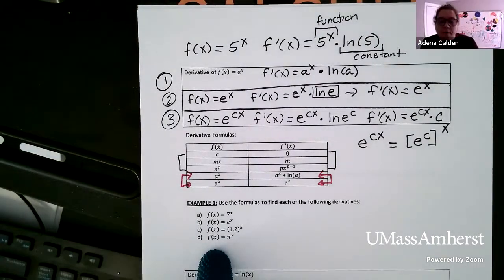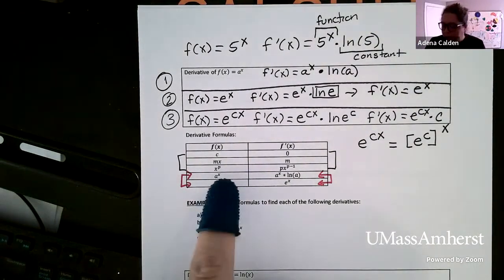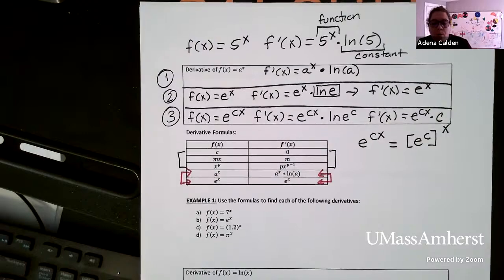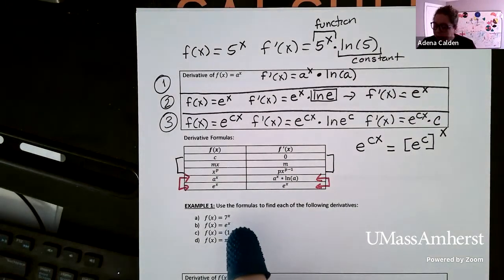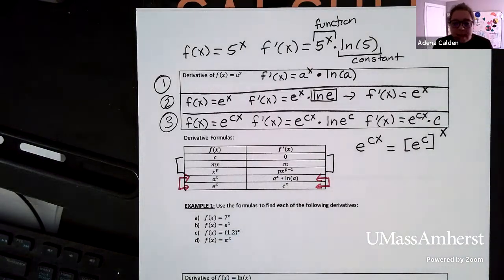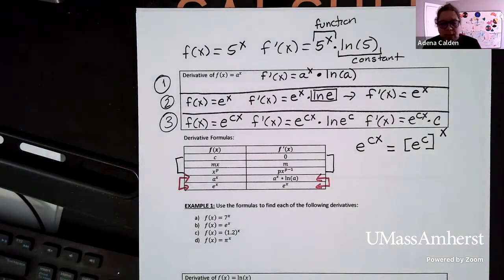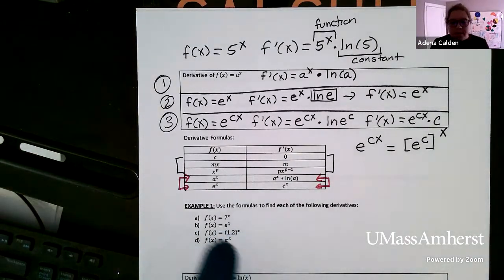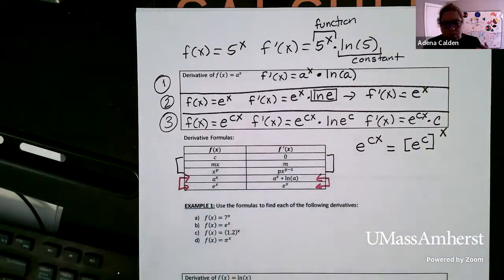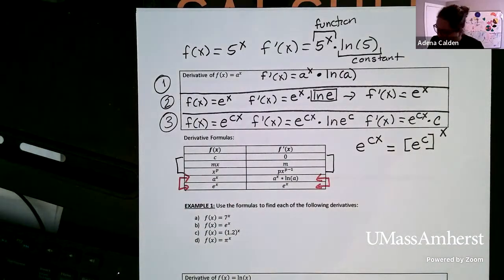Okay, so we're going to start by practicing our a to the x rule and our e to the x rule. There are 4 derivatives here I want you to try out. We have 7 to the x, e to the x, 1.2 to the x, and pi to the x. Take a quick 2 minutes and see if you can sketch out the derivatives of each of these using this rule so you can start to get comfortable with them, and then we will go through them together.